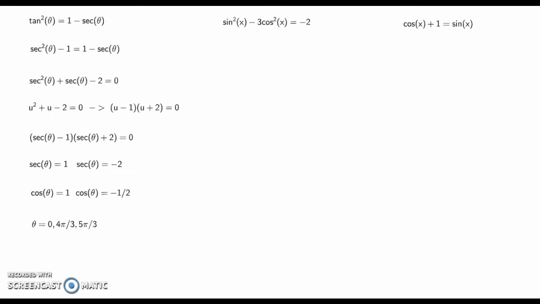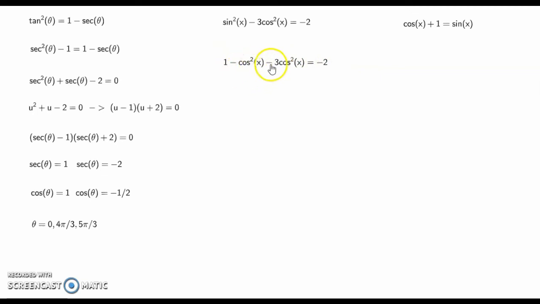Sine squared x minus 3 cosine squared x equals negative 2. So once again, we want everything in terms of sine and cosine. There's several ways we can do this. What I'm going to do is take this sine squared x and rewrite it using the Pythagorean identity: sine squared x equals 1 minus cosine squared x. So if I do that, then all this is now in terms of cosine and some number, which is fine. Now we're going to combine like terms and rearrange.